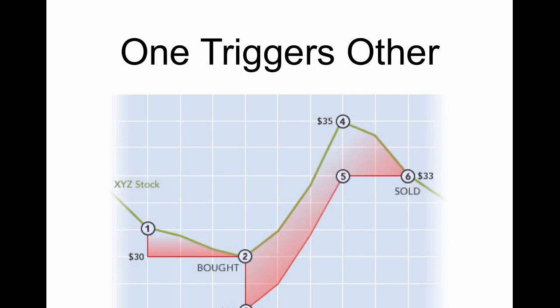After it reaches $35, you can see that XYZ stock starts to sell off. And you can see that our level at 5 never changes. So we actually end up selling this at a gain of about $3 here, and we sell it at $33.